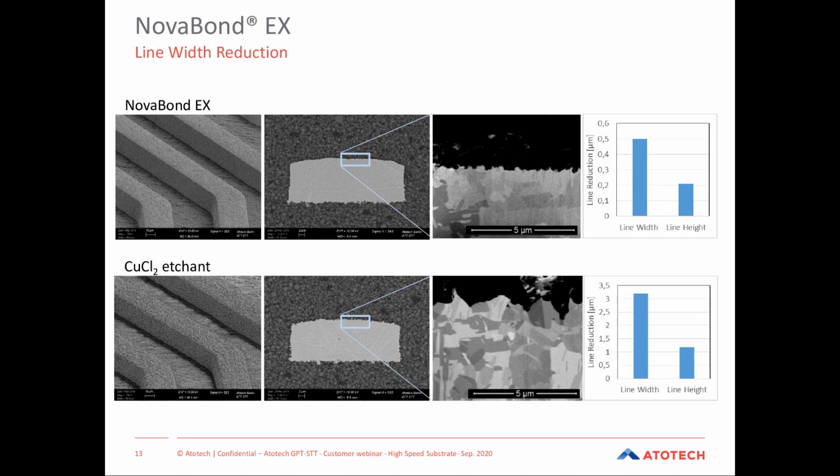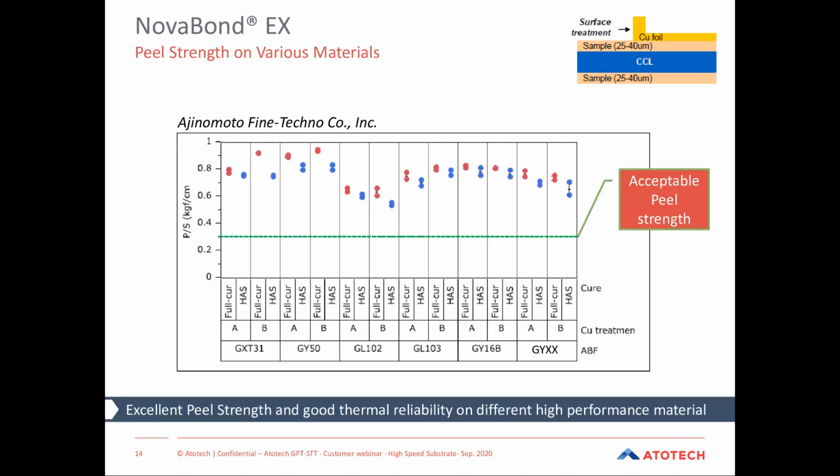When we compare to cupric chloride etching, our line width reduction is almost 10 times less, because we are using only 10 times less etch depth in the process. So by reducing the etch line width reduction, we could also reduce the signal loss, or in other words, we increase the signal integrity performance.